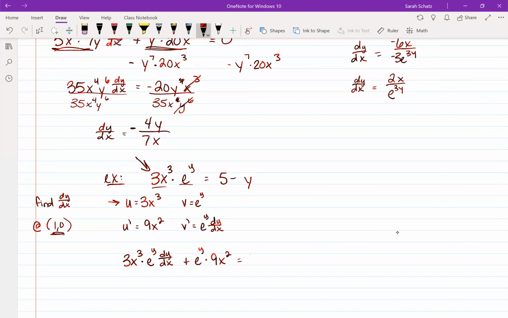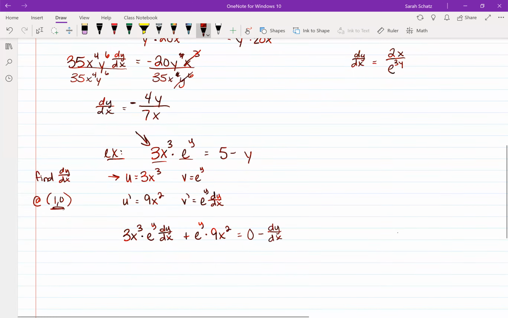Well, this 5 turns into a 0. The minus y, what's the derivative of y? Well, that's exactly what dy/dx means. It means derivative of y, right? Honestly, I could have made that 0, 1. It wouldn't even, no, it's better this way. Yeah, I like it, guys.